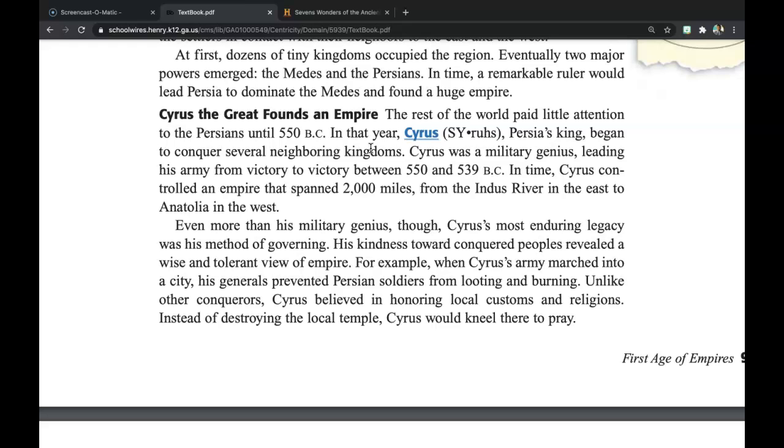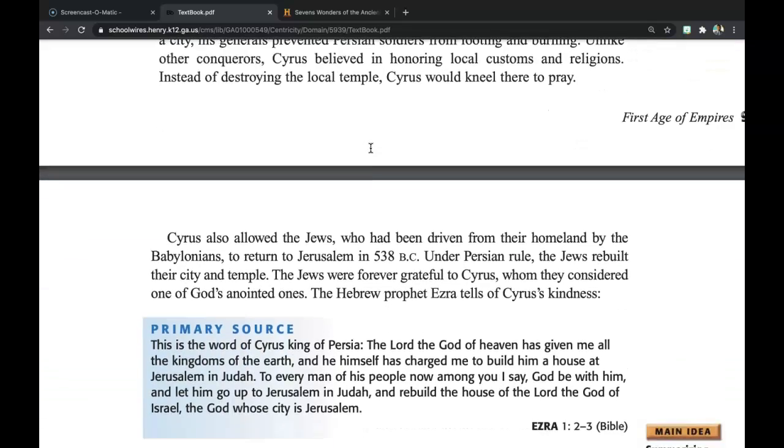His kindness toward conquered peoples revealed a wise and tolerant view of empire. For example, when Cyrus's army marched into the city, his generals prevented Persian soldiers from looting and burning. Unlike other conquerors, Cyrus believed in honoring local customs and religions. Instead of destroying the local temple, Cyrus would kneel there to pray.